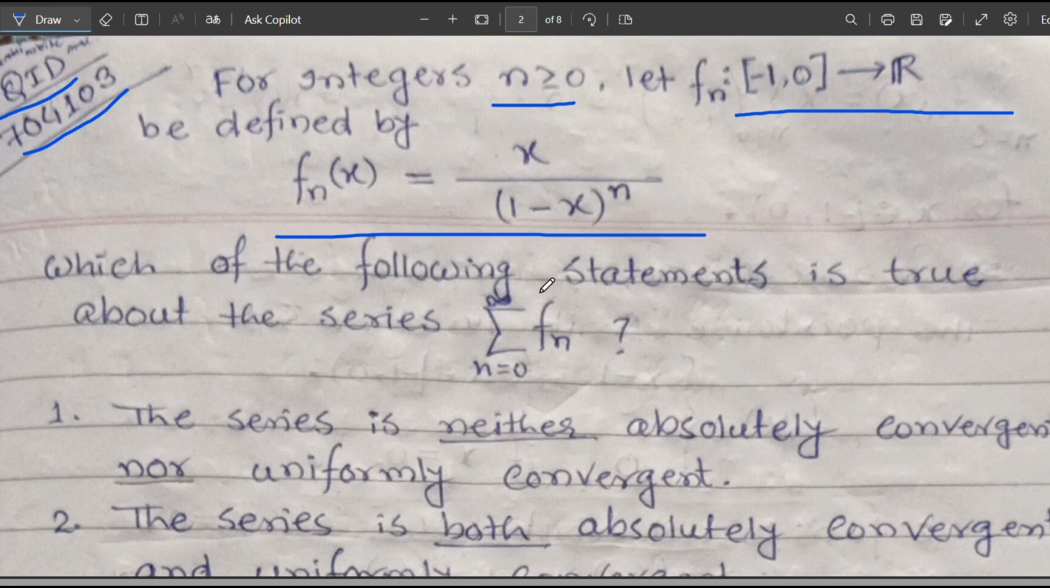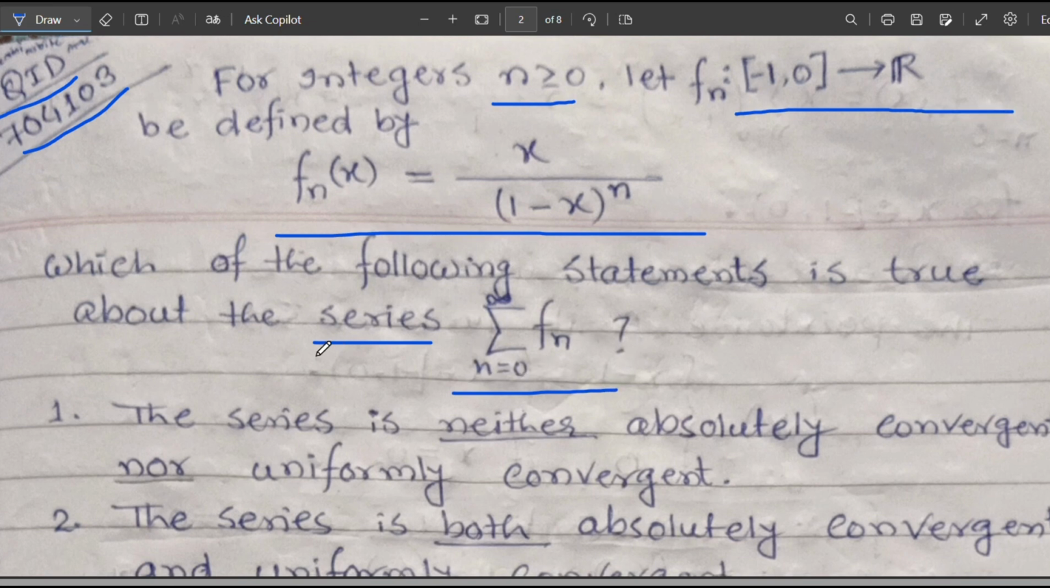Which of the following statements is true? They are asking about the series. What is the series? The sum of Fn, n varying from 0 to infinity.